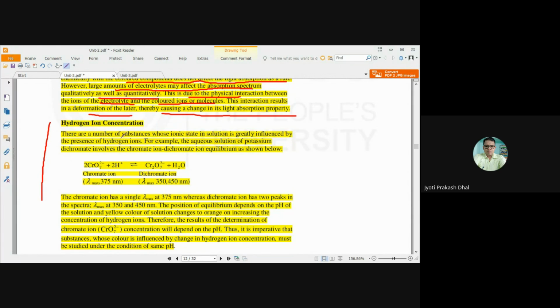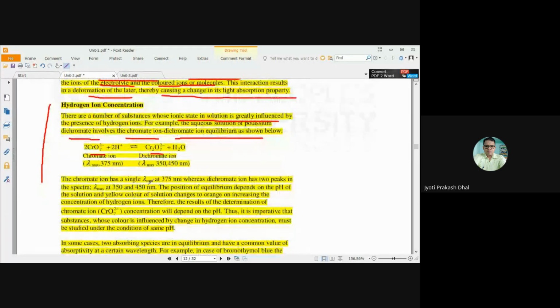There are a number of substances whose ionic state in solution is greatly influenced by the presence of hydrogen ions. For example, an aqueous solution of potassium dichromate involves the chromate ion and dichromate ion in equilibrium. So here the chromate ion and dichromate ion are in equilibrium due to the presence of hydrogen ion. The chromate ion has a lambda max value of 375 nanometer, while the dichromate ion has two lambda max values, one at 350 nanometer and another at 450 nanometer.